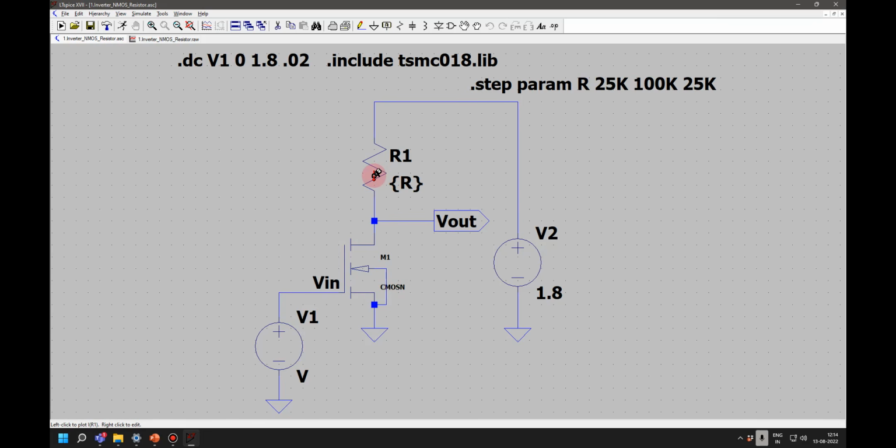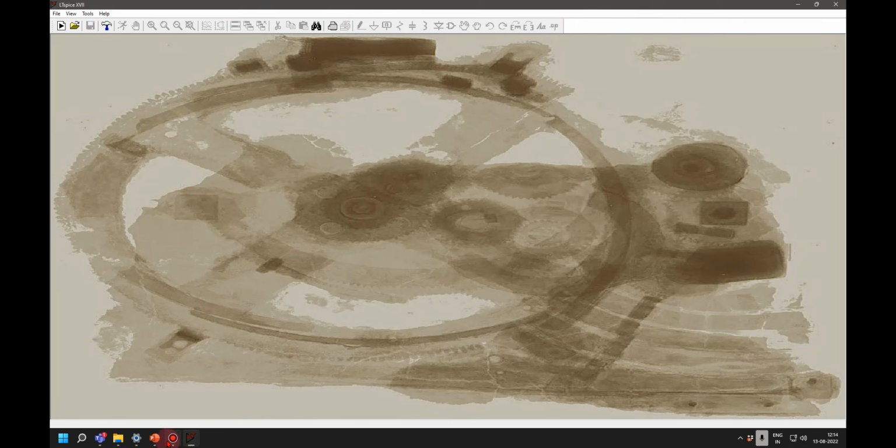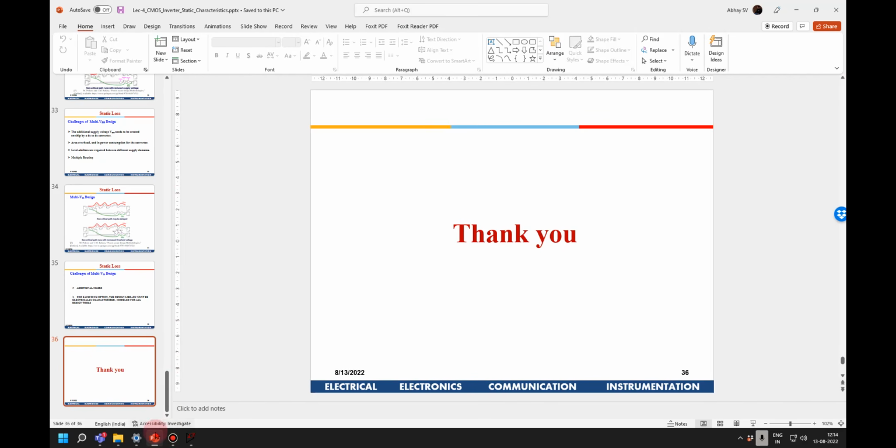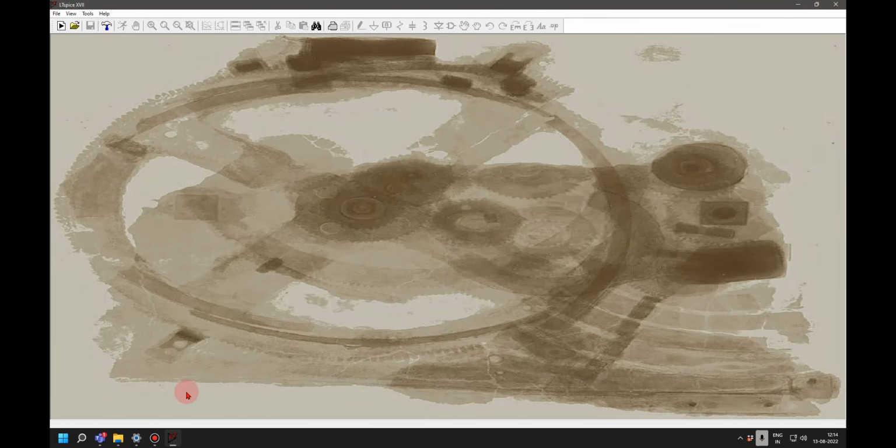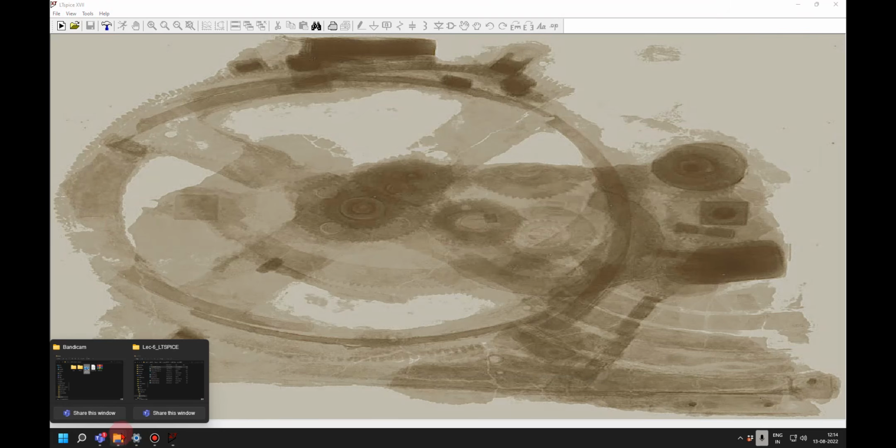So propagation delay and power, there is always a trade-off. These are the various design issues which you should know. What happens to the propagation delay, what happens to the static power, all these things you need to know. Let me show some more simulations.